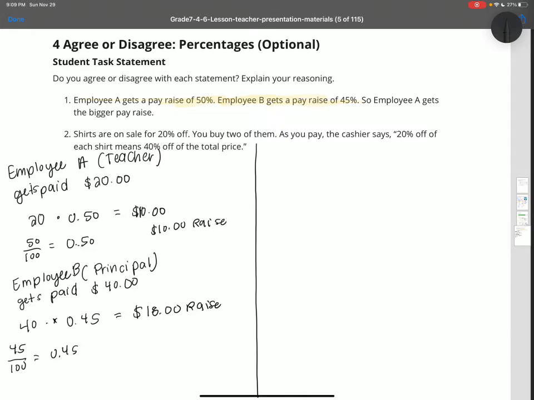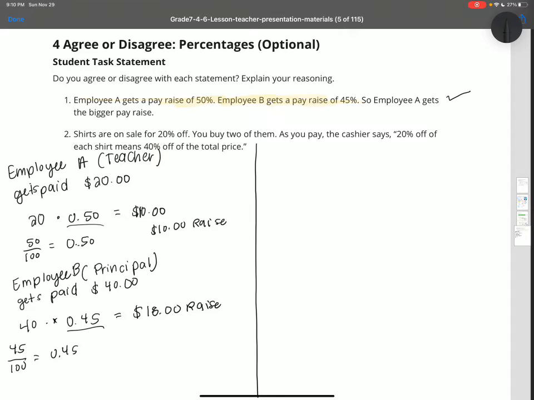Now, let's look at this. This person got a 45% raise. This person got a 50% raise. But whose raise is bigger? Employee B's raise would be bigger. Now, if the tables were turned and employee A was getting paid more and employee B was getting paid less, this statement would fall true.